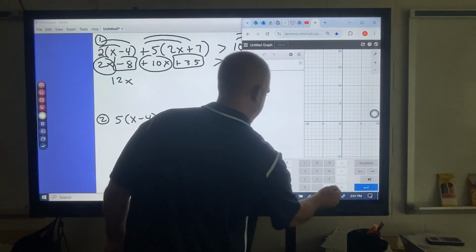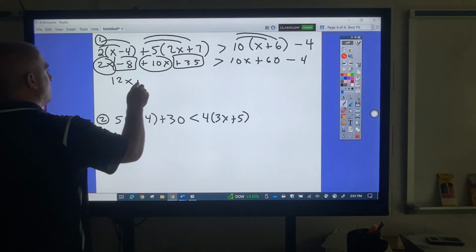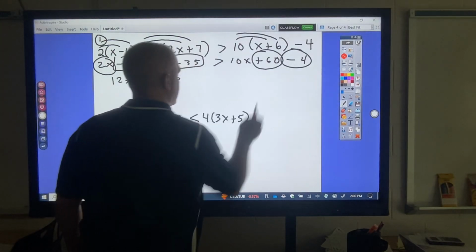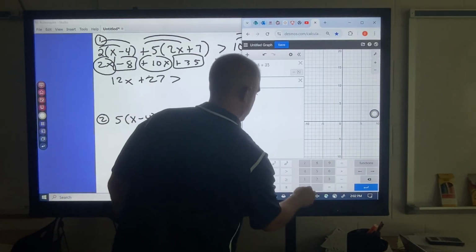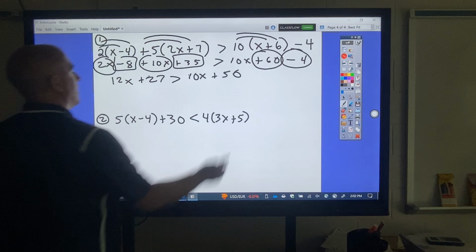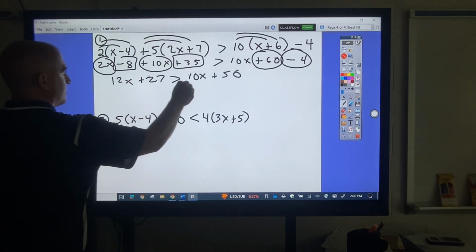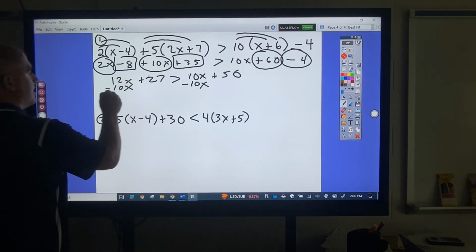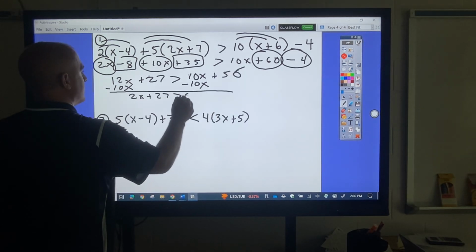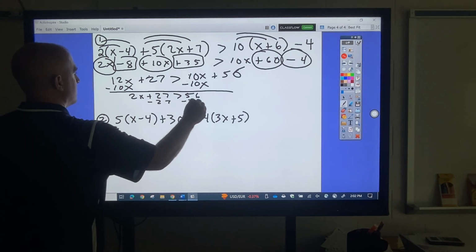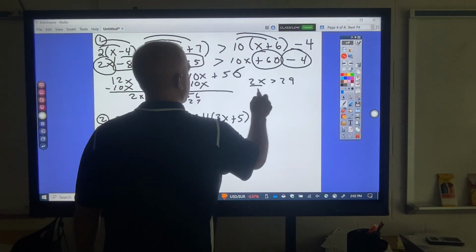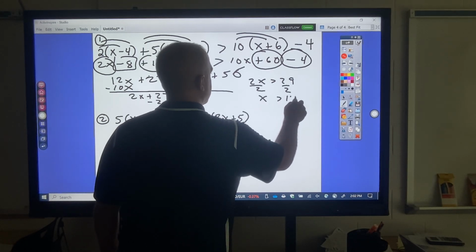All right, I may have to use the calculator. Negative 8 plus 35 would be 27. Okay, I got these. 60 minus 4. That is 56. Okay, now I got variables on both sides. So subtract 10x, subtract 10x, 2x plus 27 greater than 56. Subtract 27. I got 2x greater than 29 and divide by 2. I got x is greater than 14.5.